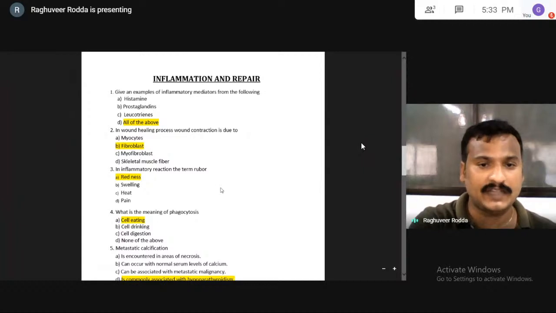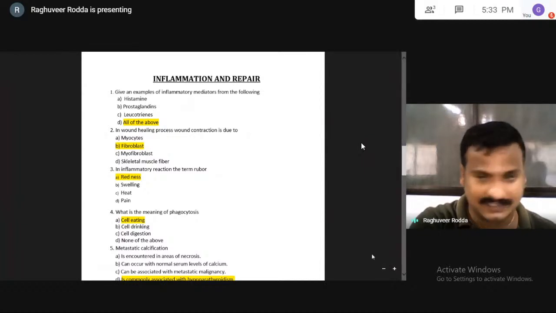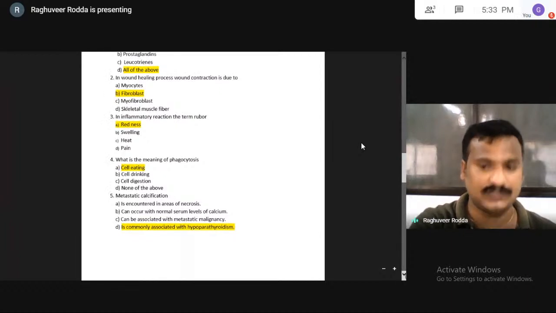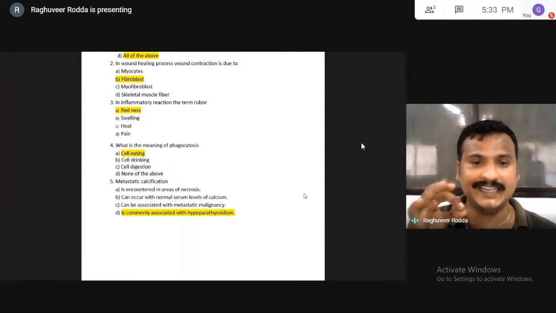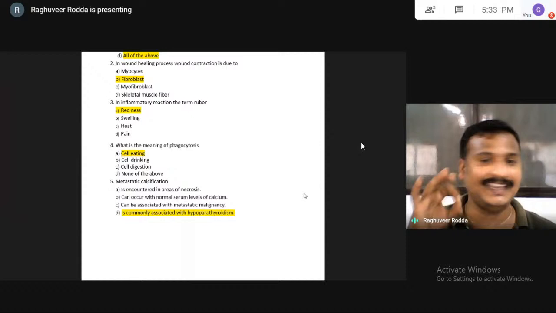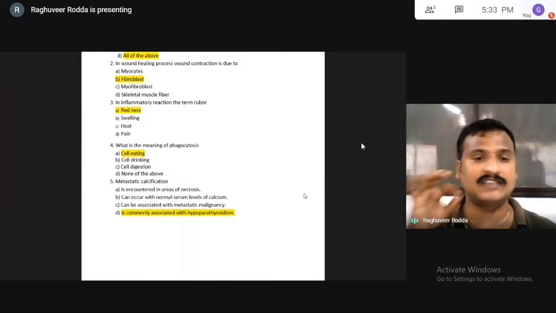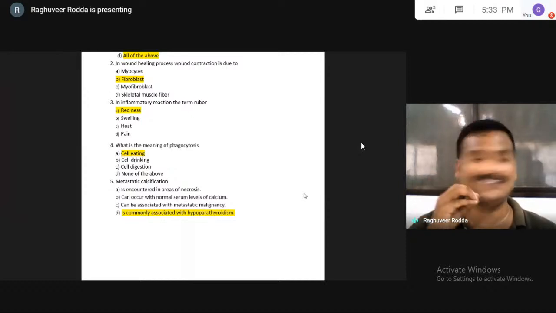In the inflammatory reaction, the term rubor indicates redness. Swelling is different, heat is different, and pain is different. The meaning of phagocytosis is cell eating. Cell drinking is called pinocytosis. Cell digestion is an internal process, a digestion done by various enzymatic substances.